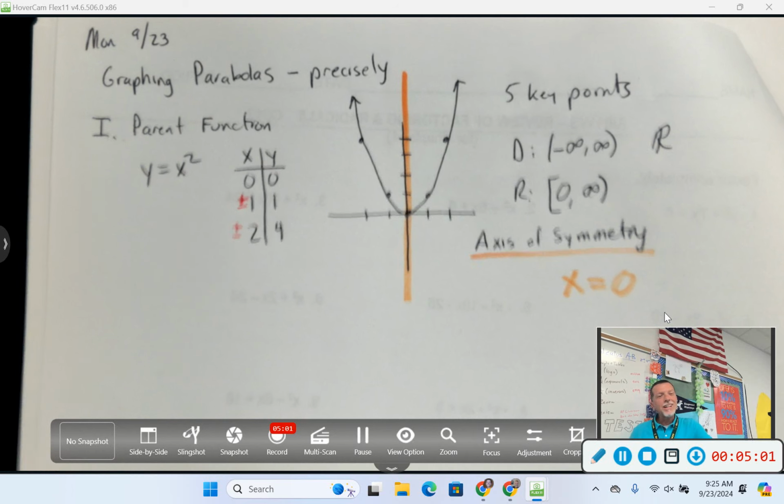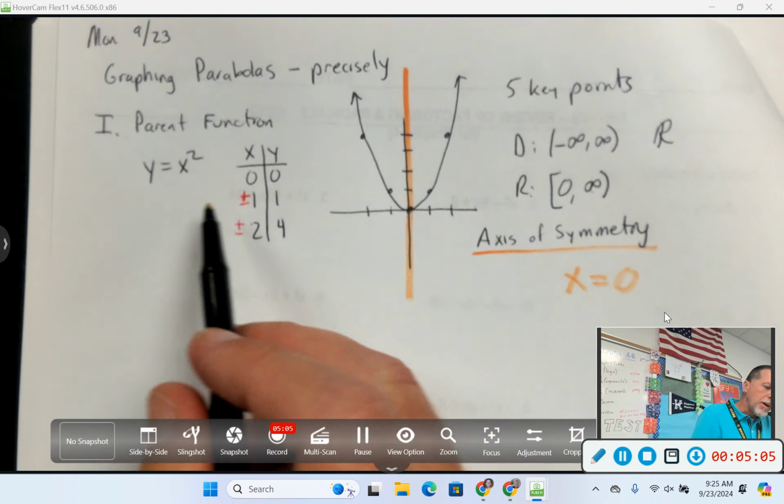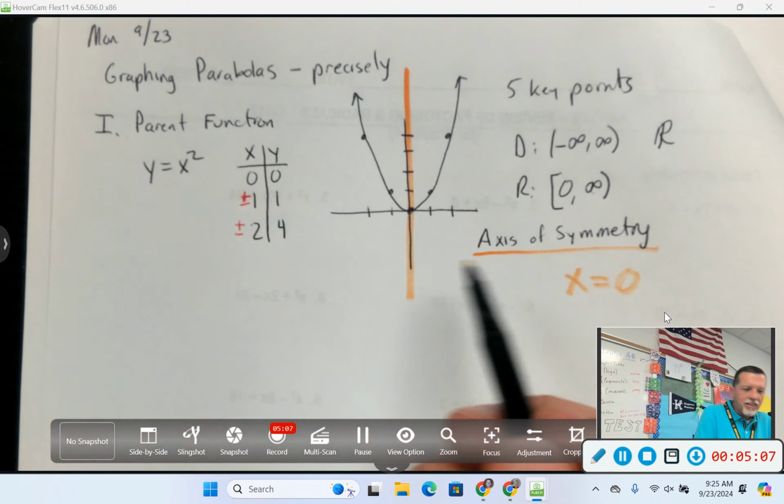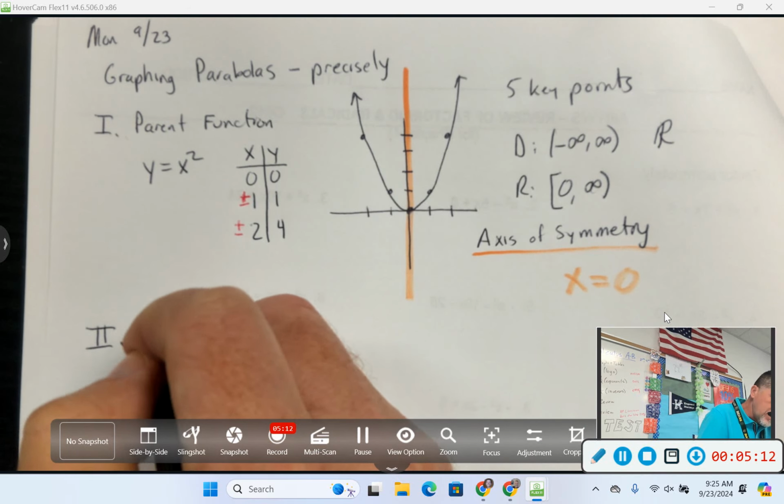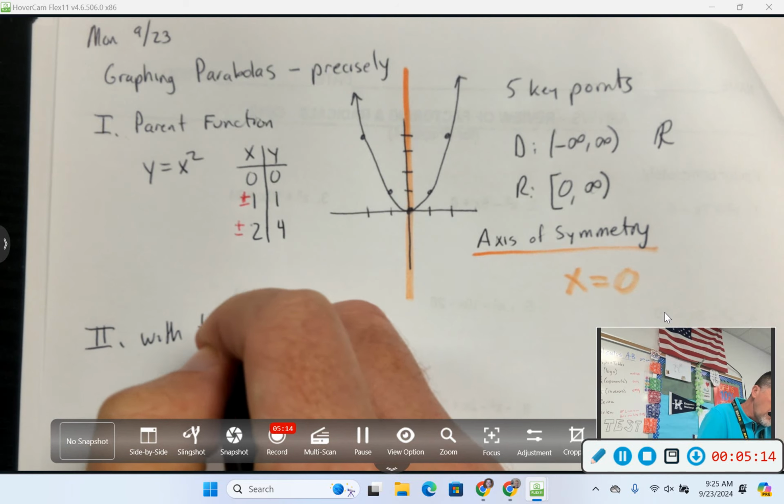Okay, so now we've got a clean, accurate, precise parabola. But if that's all we did, we'd be done, because there's only one of those. We want to be able to move it around. So with transformations.